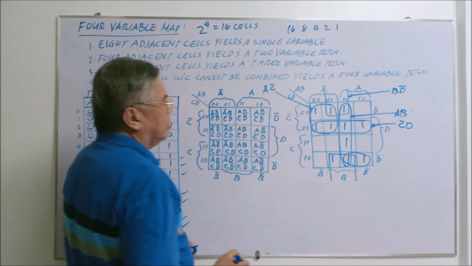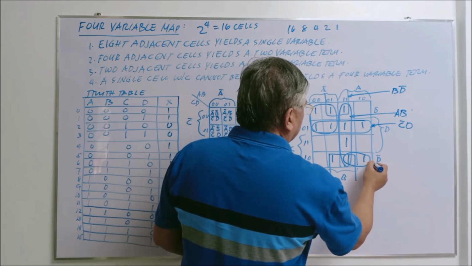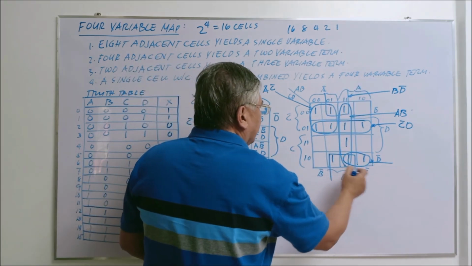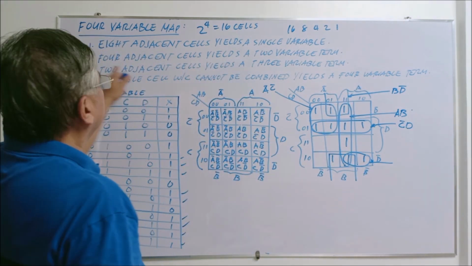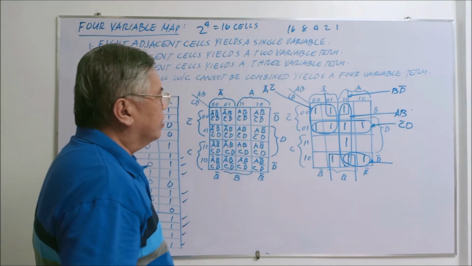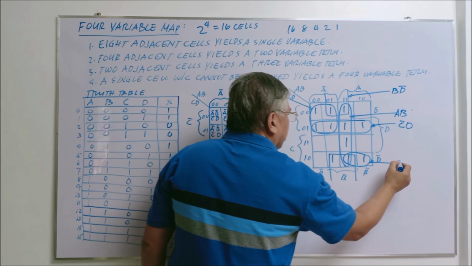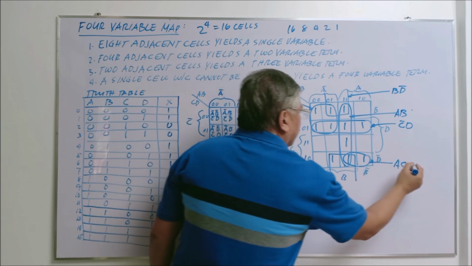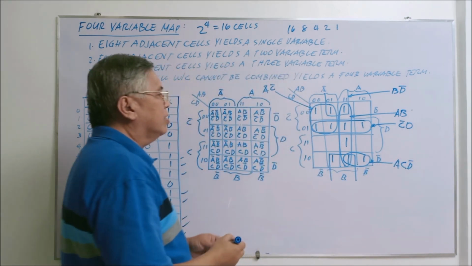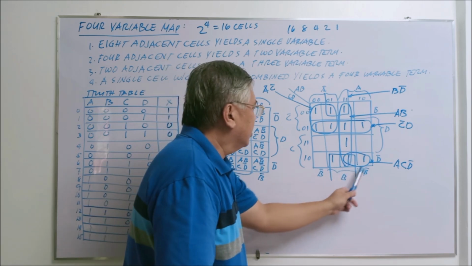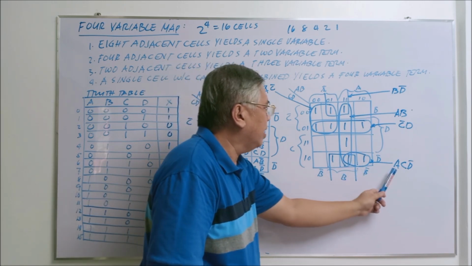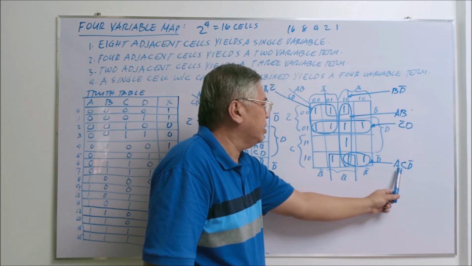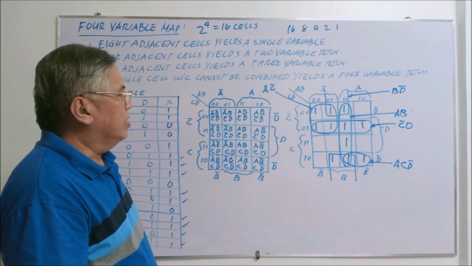Okay? And then this one here, you have 2 adjacent cells yields a 3 variable term. So you have A, C, and D bar. That is the intersection. This group is under A, C, and D bar. The intersection of this particular cell is A, C, and D bar.